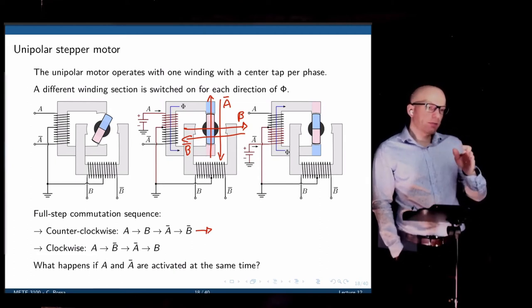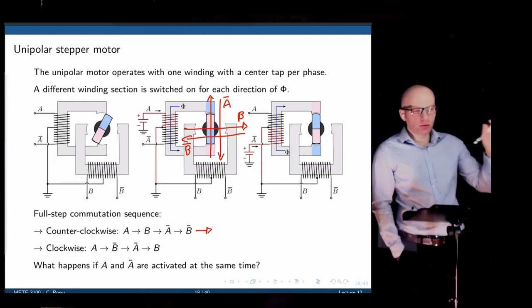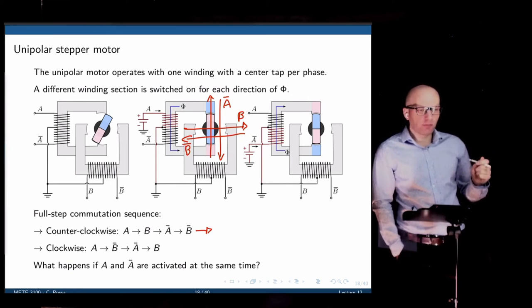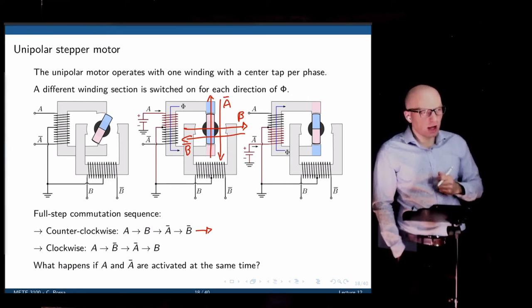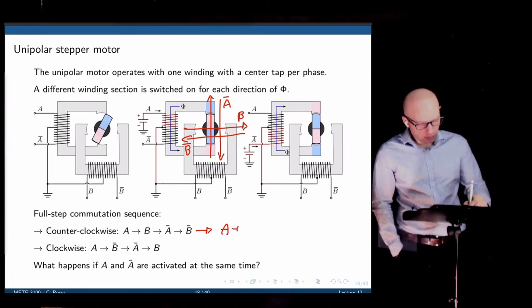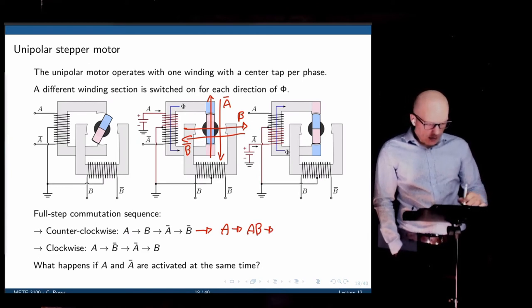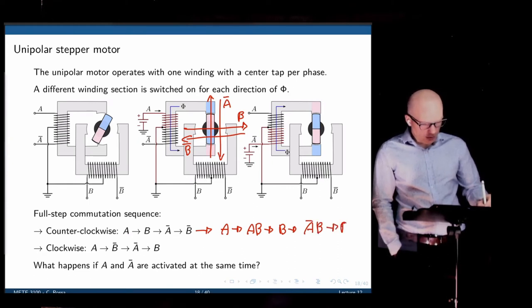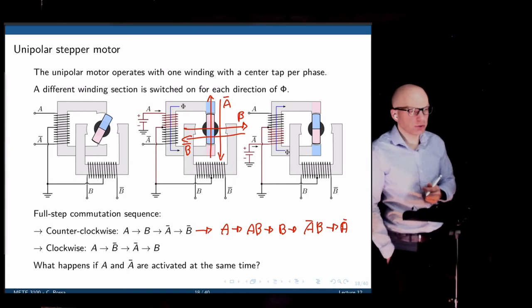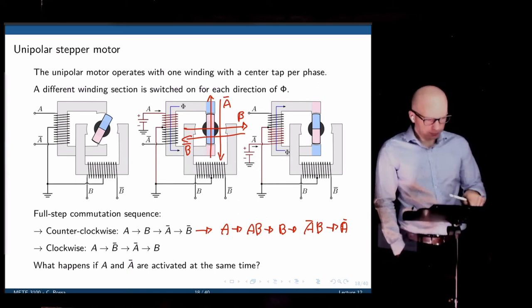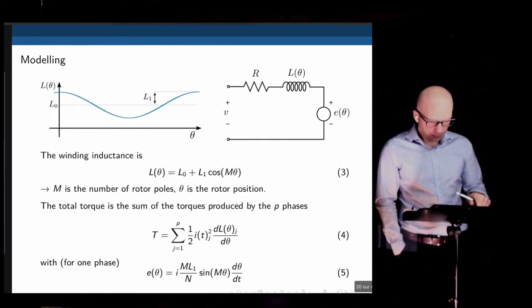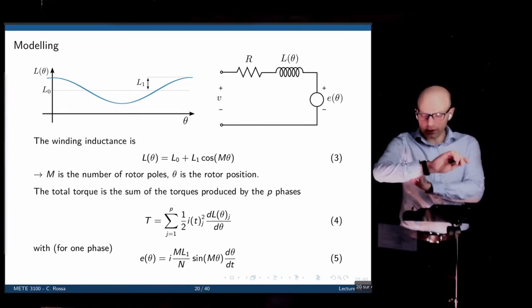If you go A, AB, A prime, B prime, we go counterclockwise. How would we do a half step there? Would you do A, AB, then B? Exactly. AB, then B, then A prime B, then A prime, and so on. And this ensures a 45 degree rotation. All right. Okay, let's do a little bit of modeling.